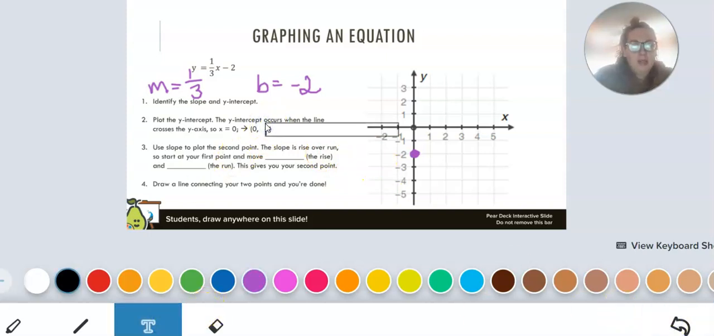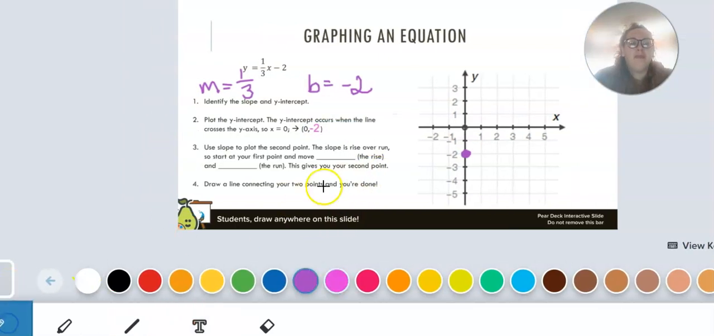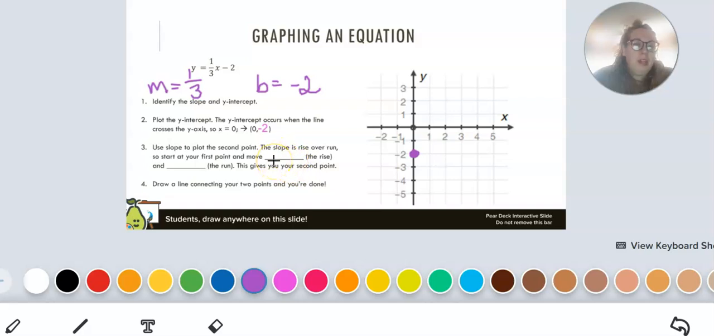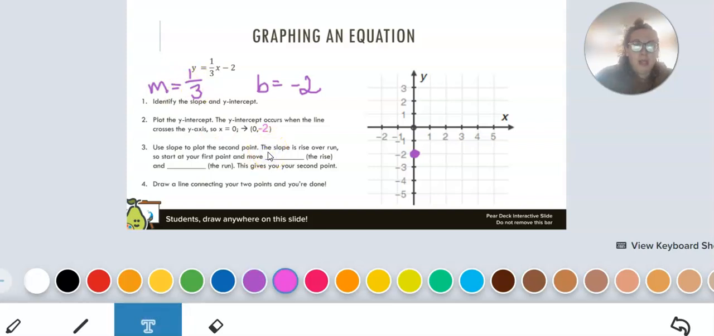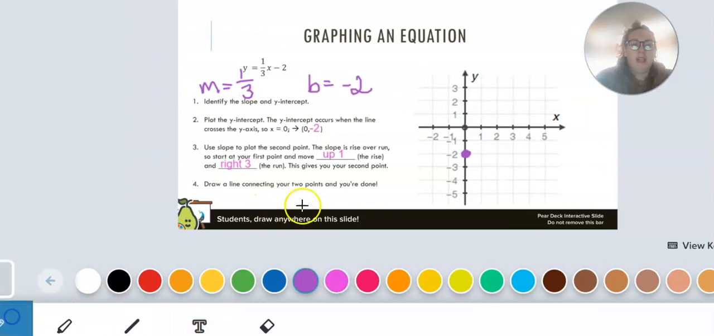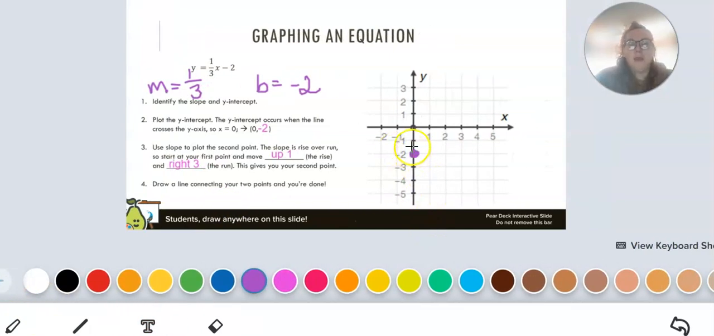Use the slope to plot the second point. The slope is rise over run, so it's 1/3, so we're going to go up 1. And then for the run, it's positive, so we'll go right 3. This will give us our second point. So from the y-intercept, we're counting up 1 and to the right 3 and put a dot.